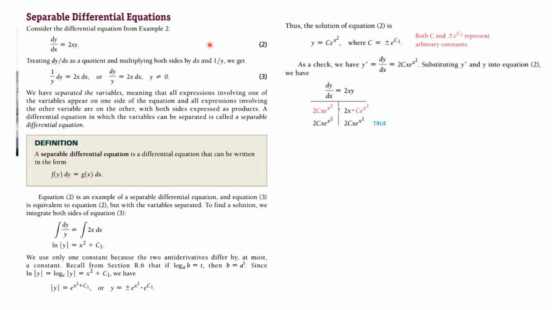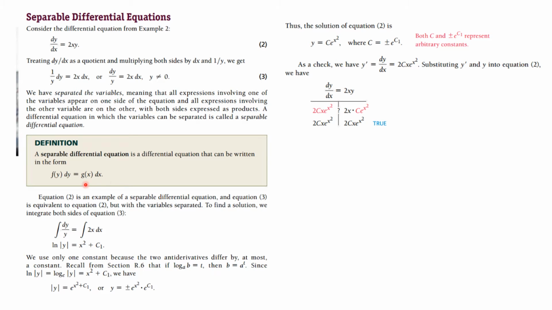Now, some differential equations are called separable differential equations. In a separable differential equation, what you're able to do is algebra on this expression and get it into this form. So the definition of a separable differential equation is a differential equation that after you do algebra can be written as f of y dy is equal to g of x dx. Notice that the left-hand side is only a function of y, and the right-hand side is only a function of x. We've separated the variables.